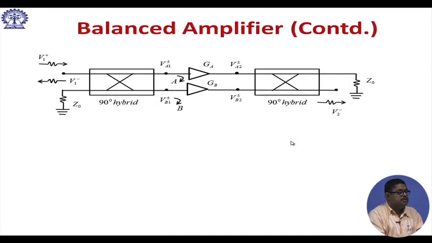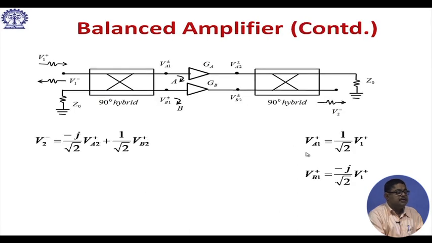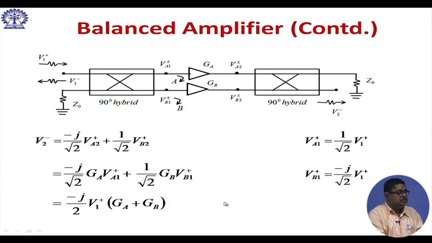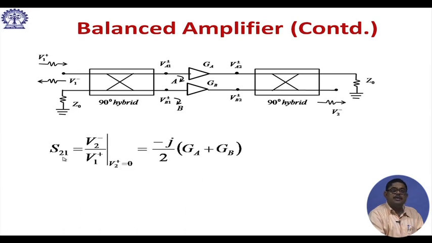Then VA1 plus, what will be this? V1 plus times 1 by root 2, VB1 is this. So, you see that if I put it, what is V2 minus? Minus j times this plus 1 by root 2 times this. Already remember this, put those values of A2, and finally you see that this is GA plus GB. So, I have V2 minus in terms of V1 plus, and immediately I can write the S21 parameter.